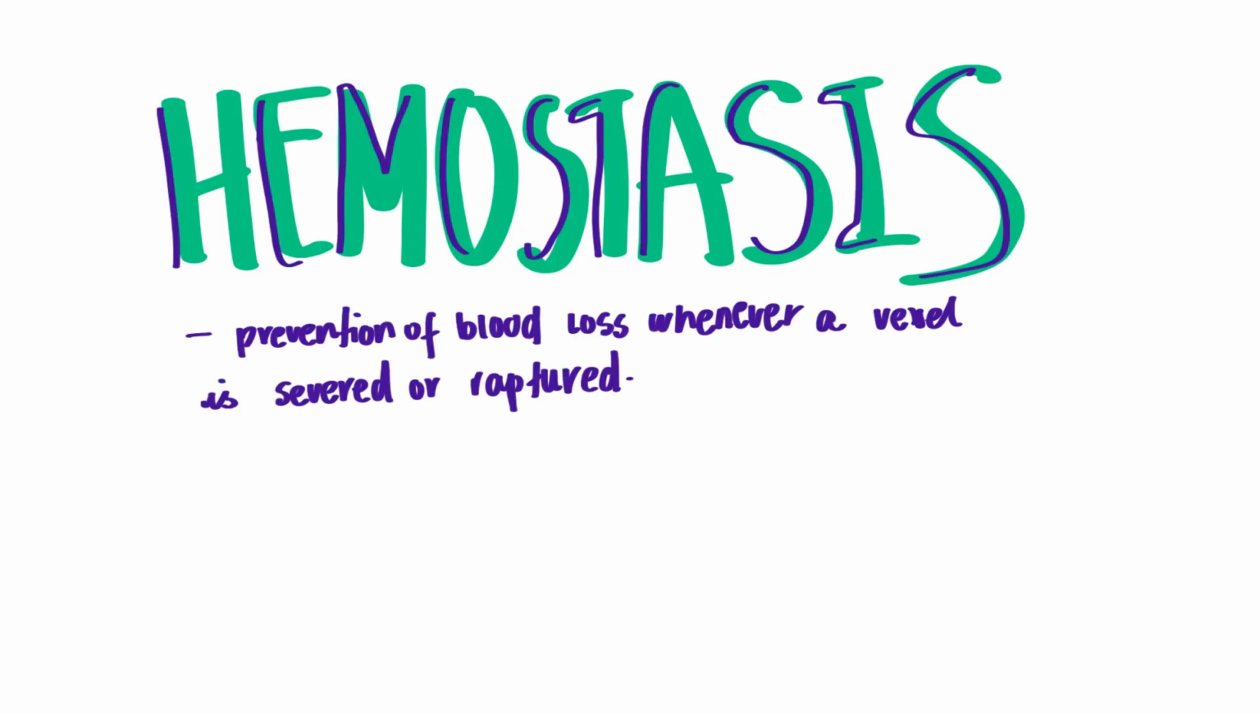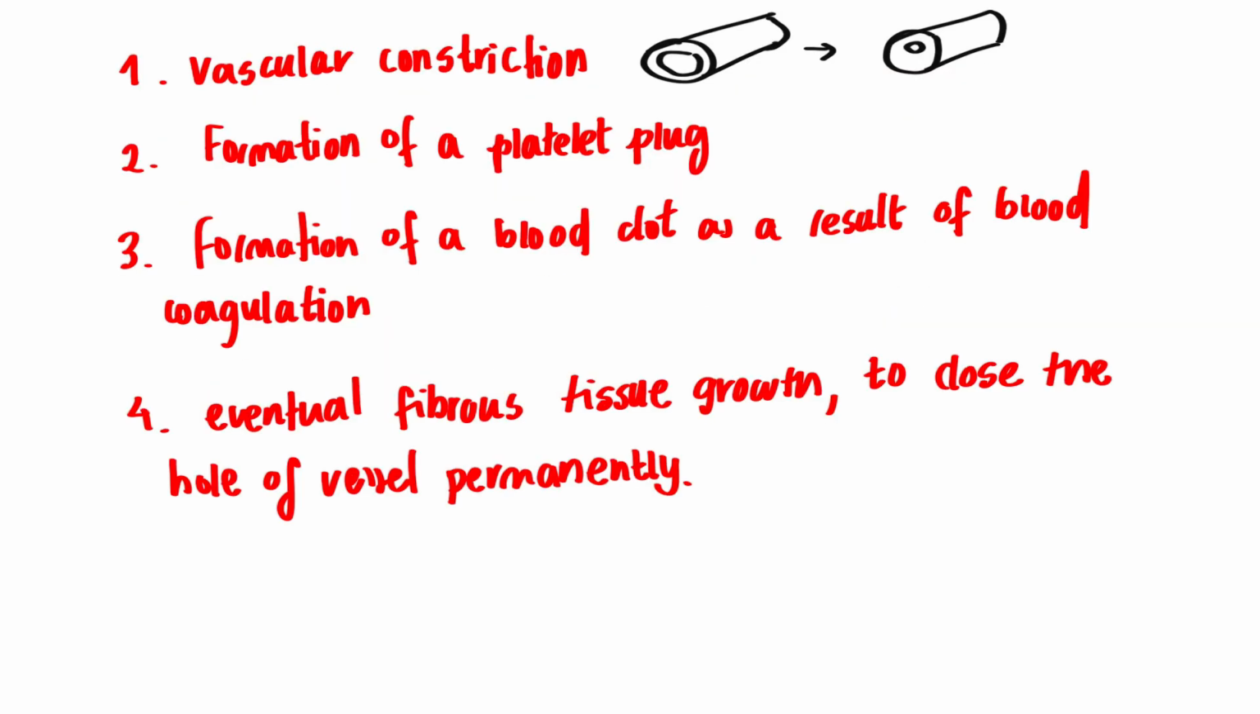To start off, I think it's really important to have a clear definition of what hemostasis actually is. Before we dive into the details, hemostasis is the prevention of blood loss whenever a blood vessel is severed or ruptured. Hemostasis happens in stages, and we're going to go through those stages in order. First, we have vascular constriction, then formation of a platelet plug, and then formation of a blood clot as a result of blood coagulation. Together, these make up the hemostatic response.